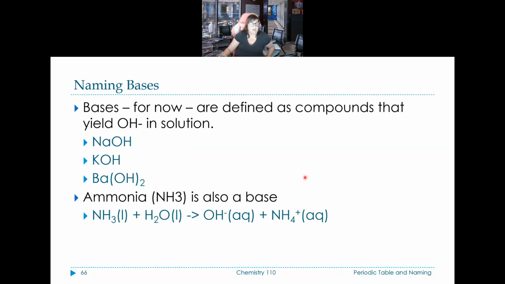When I add ammonia to water, what happens is that the ammonia picks up a proton from the water. So it's picked up an H plus. This donated the H plus. So this is my acid. This is my base. I end up then with OH minus and NH4 plus. And this presence of OH minus, yielding OH minus in solution, is how it's defined as a base. Okay? So that's that. Awesome possum.